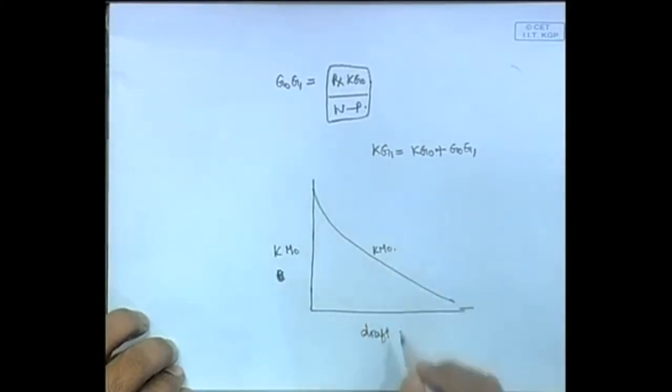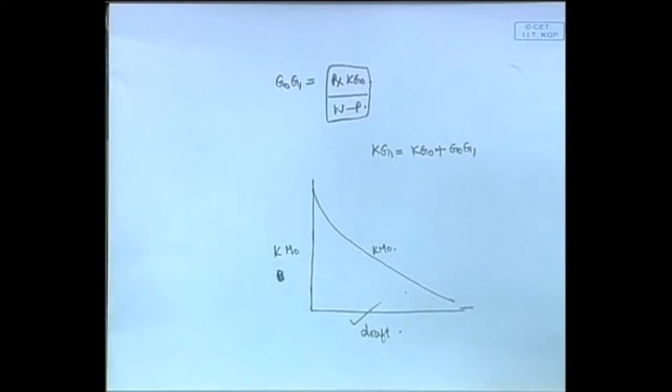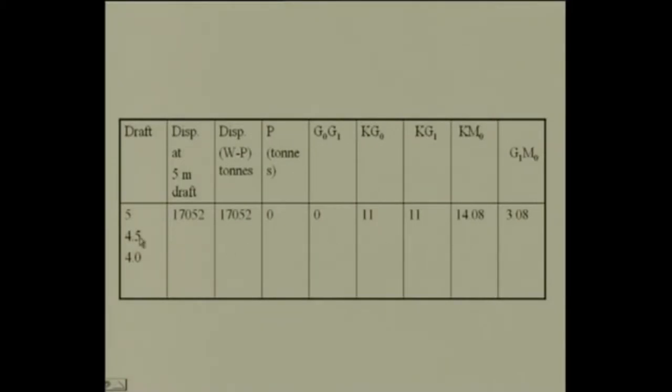So this is how your Km0 will vary. As your draft keeps increasing, your Km0 is coming down. This explains how the Km0 comes, and that is how this table also says Km0 will change. Correspondingly here, the draft is decreasing, therefore Km0 should increase. So Km0 will keep increasing, 14.08, at the end it becomes 28.8. This problem is quite straightforward. This is the process of dry docking. The others are just problems with some twist, which we'll do.